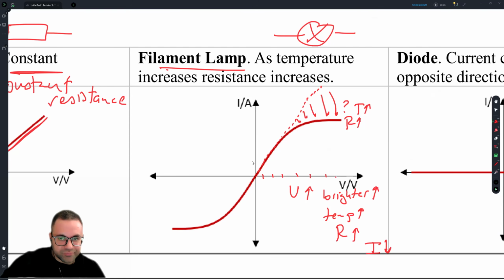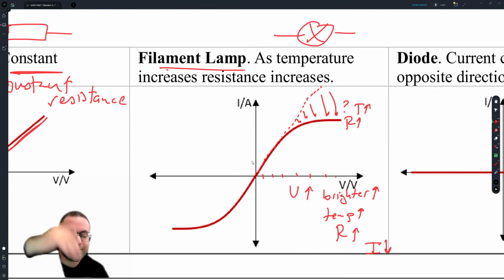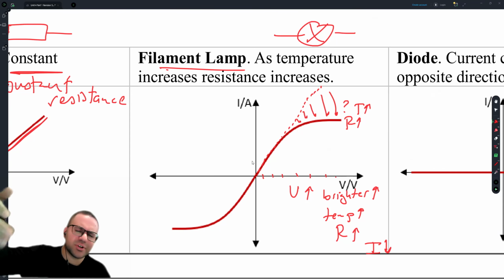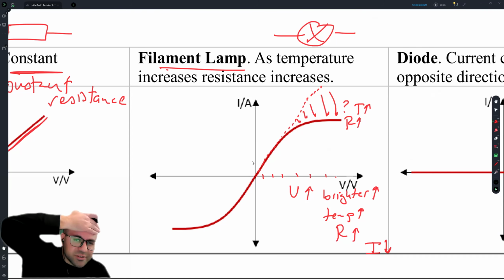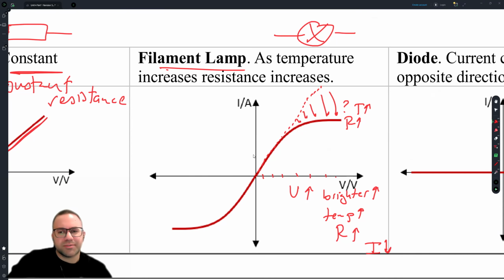Okay? If I ask you to sketch this, you should sketch this from memory. If I ask you to explain why this line slopes this way, oh yeah, it's because as the voltage increases, the light bulb gets brighter, and as it gets brighter, the temperature increases, and as the temperature increases, the current drops.